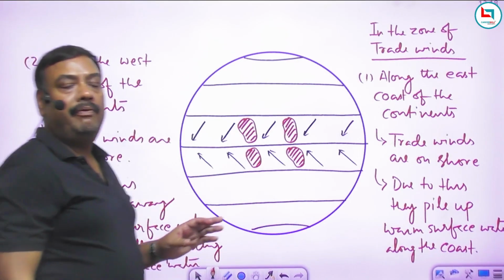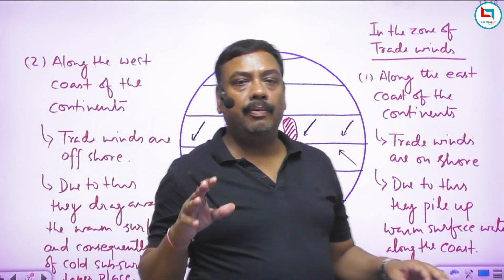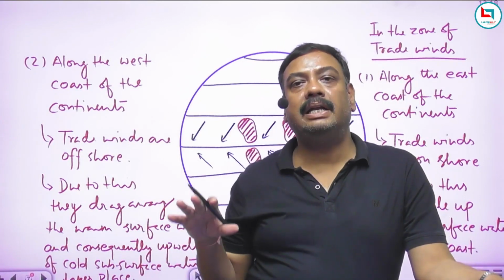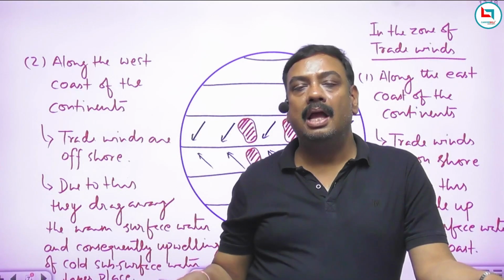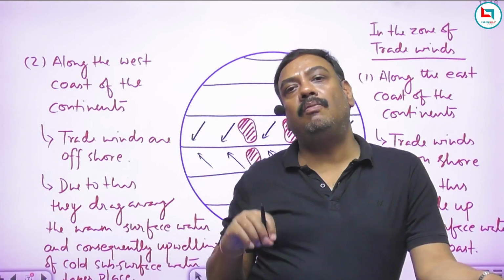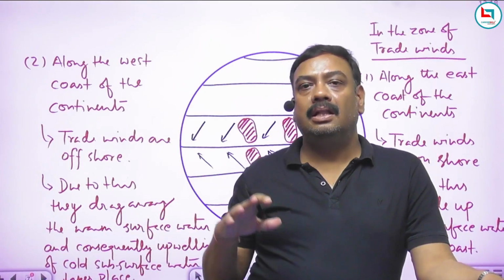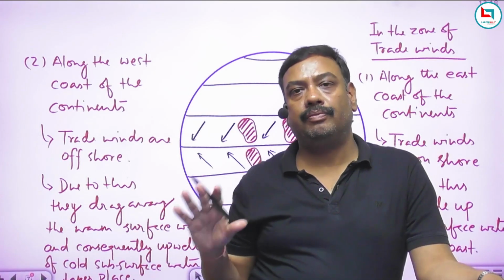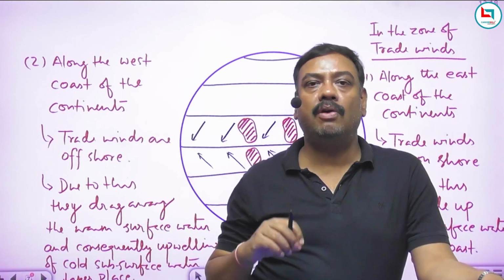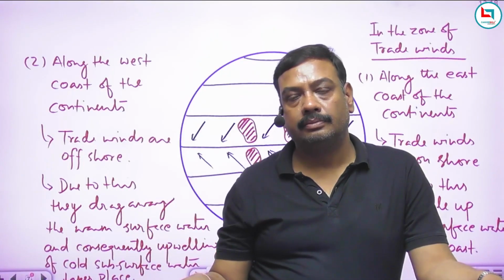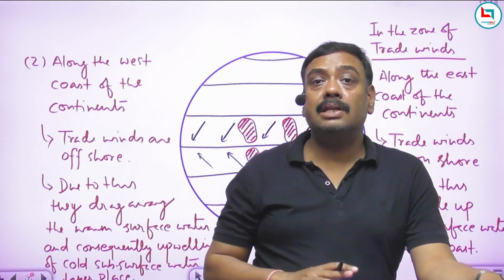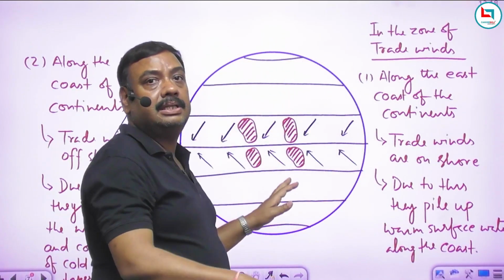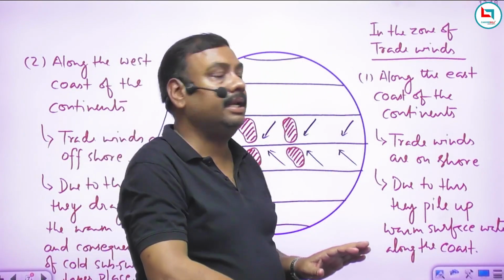Okay. So wherever the upwelling of cold subsurface water takes place, at the surface the temperature is lower. Wherever there is piling of warm water, the temperature at the surface is found warmer, or a little more. This is the case in the zone of trade winds we can consider.